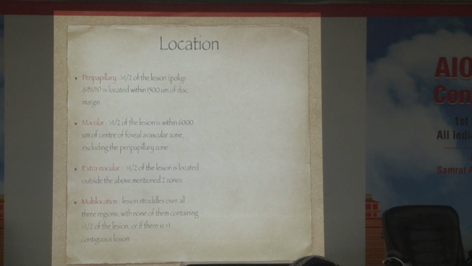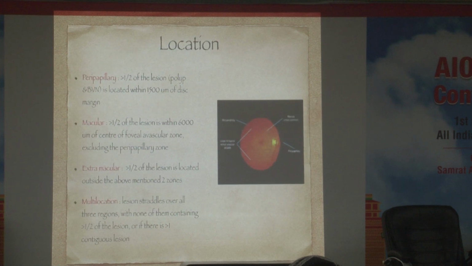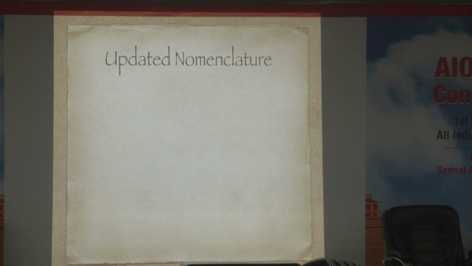Based on location, it can be peripapillary, in which more than half of the lesion is located within 1500 microns of the disc margin; macular, in which more than half of the lesion is within 6000 microns of the center of the foveal avascular zone, excluding the peripapillary zone; extramacular, in which more than half of the lesion is located outside the above two zones; and multi-location, in which the lesion straddles all three regions with none of them containing more than half of the lesion, or if there is more than one contiguous lesion.